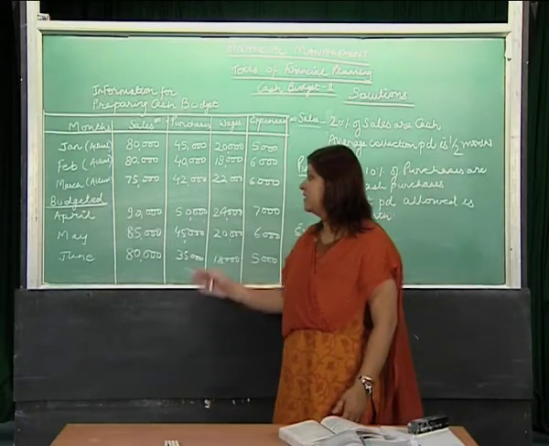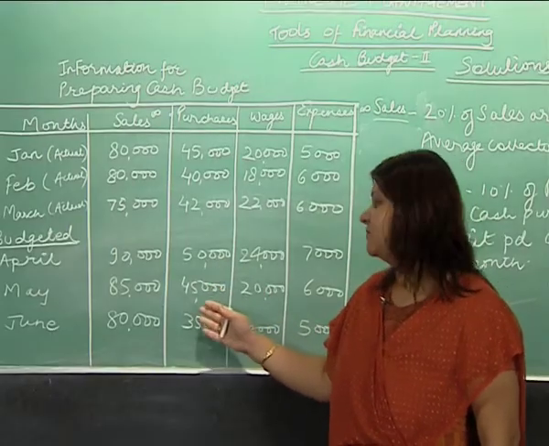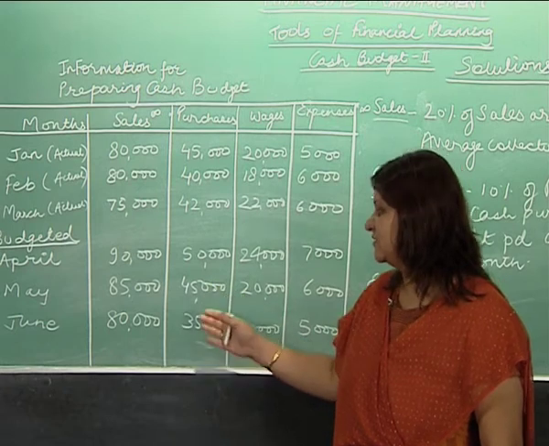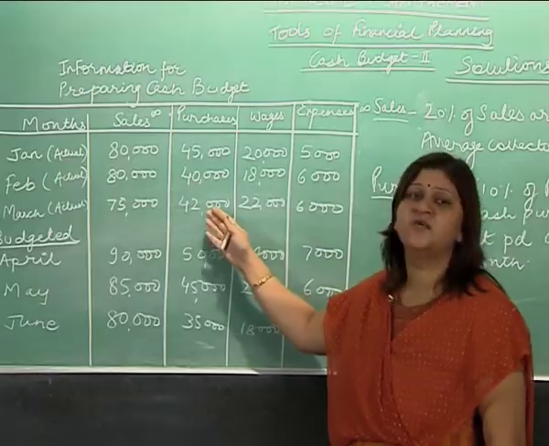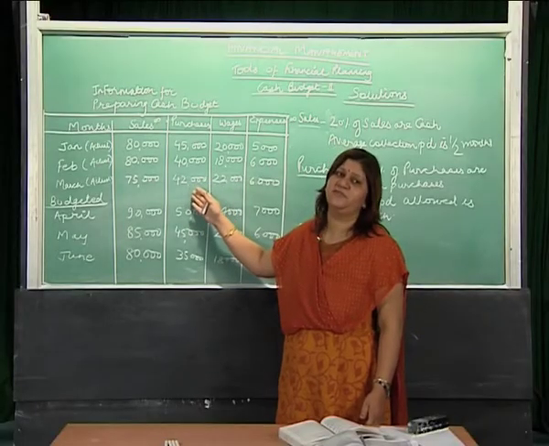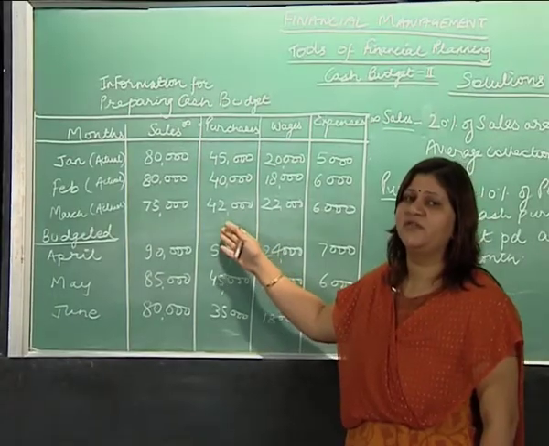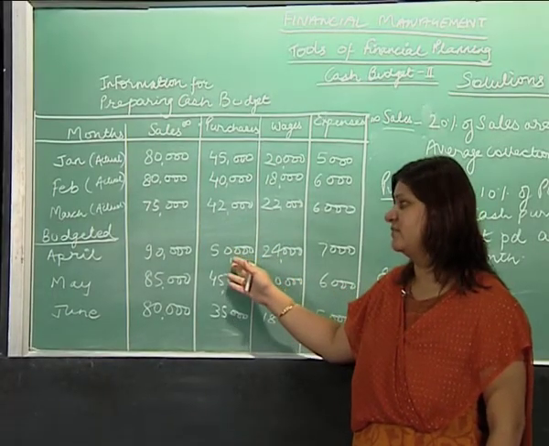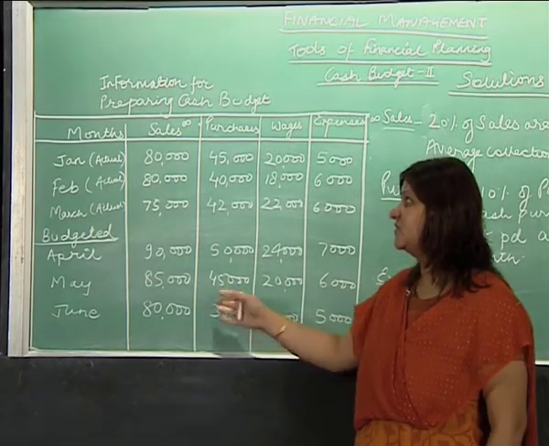That means the April's credit purchases shall be paid in the month of May, May's credit purchases shall be paid in the month of June, and March credit purchases, that is 42,000 minus 10% of the 42,000, that is 4,200. So, remaining 37,800 paid in the month of April. So, these were relevant information regarding sales and purchases.